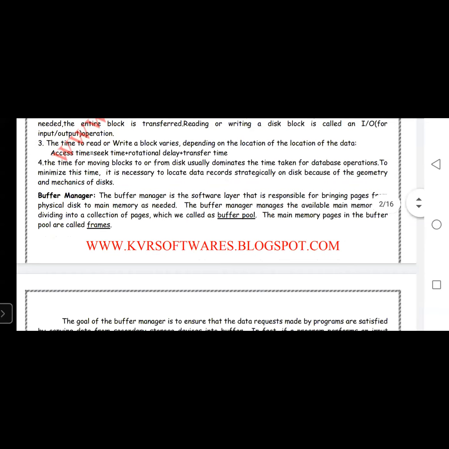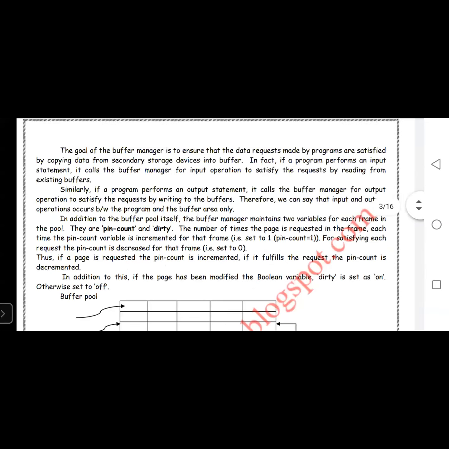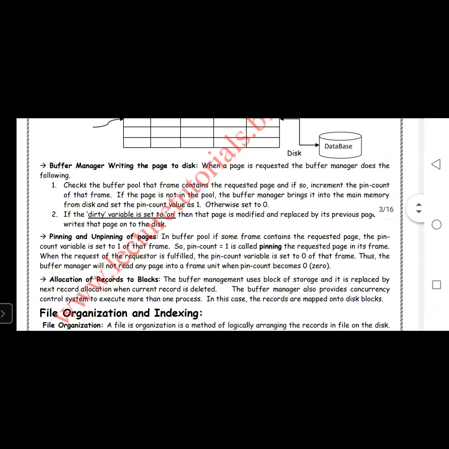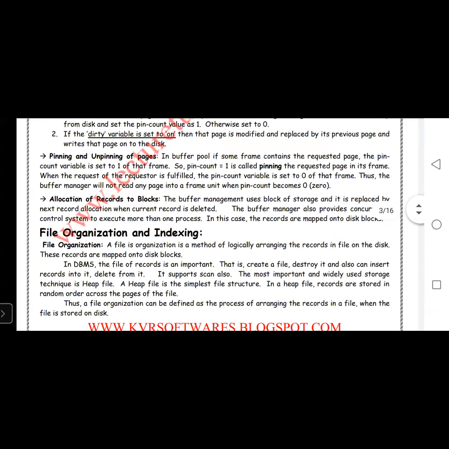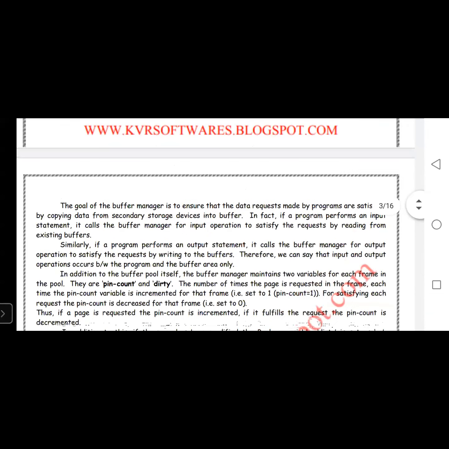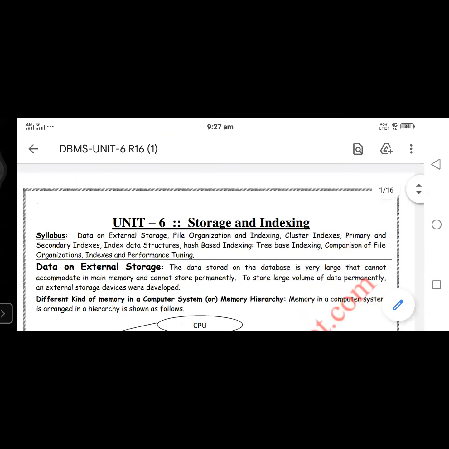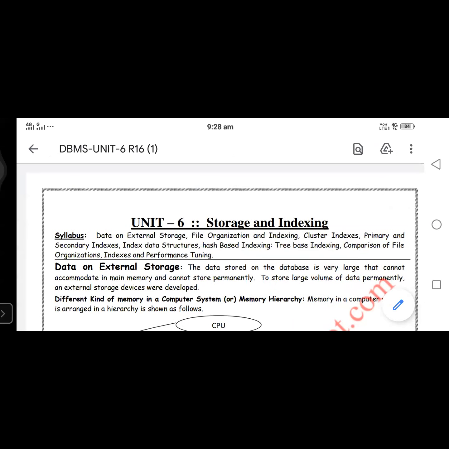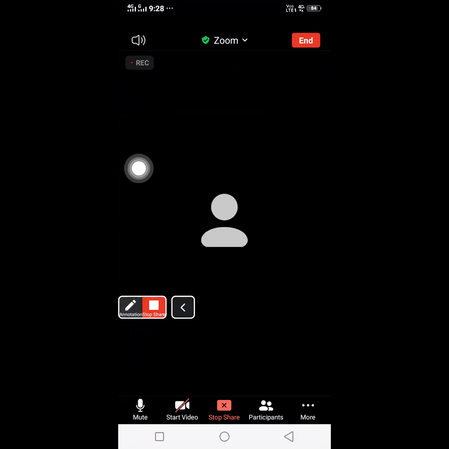Okay, so next one. In this session we are discussing different types of storages and storage devices. Okay, I hope all of the members were able to understand this. So please wait only a few minutes. I will try to continue the session now.